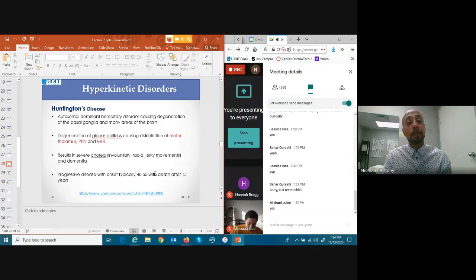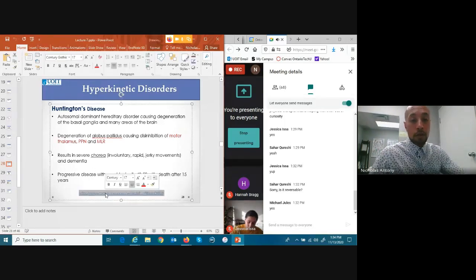Because it's dominant, you don't need two genes, you just need one. It'll counteract the recessive gene. So for example, if the person you're having a child with did not have Huntington's disease, if you're dominant, if you have it, you're passing it on. This causes degeneration of, again, the globus pallidus, so the motor circuit. However, it results in excessive movements. So let me show you what that looks like.